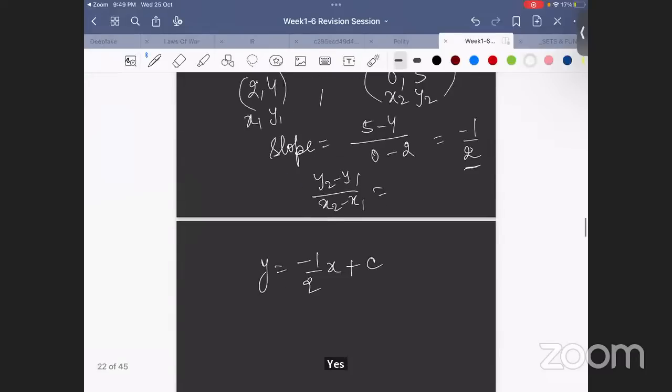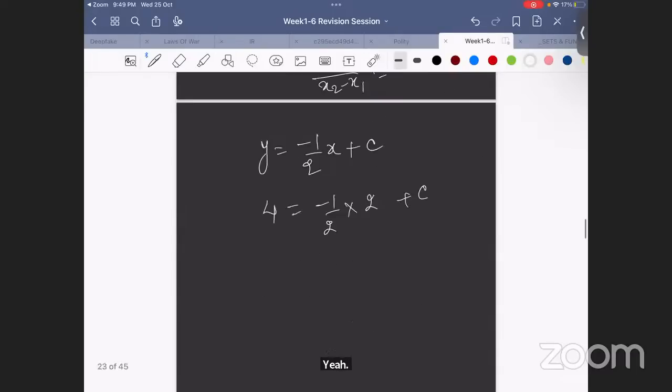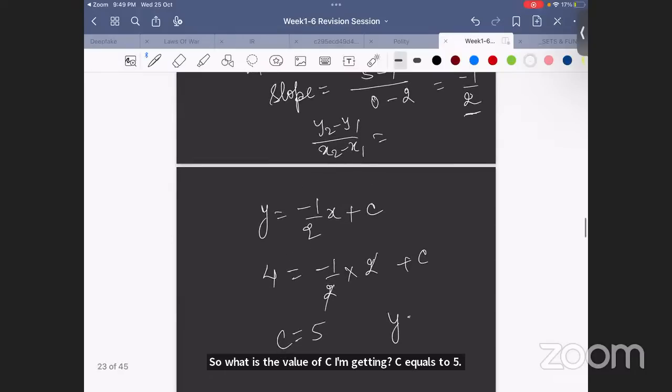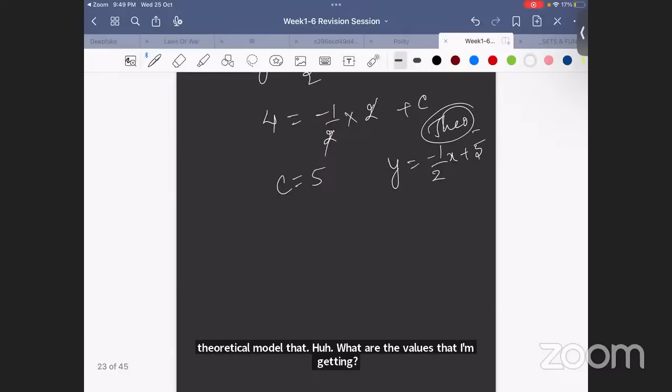Put the value of the one point. So I am putting 4 equals to minus 1 by 2 into 2 plus c. So what is the value of c I am getting? C equals to 5. So what is the equation that we have got? Y equals to minus 1 by 2x plus 5. Correct? This is the theoretical model that I have. What are the values that I am getting, and what is the value that has been given in the data set?